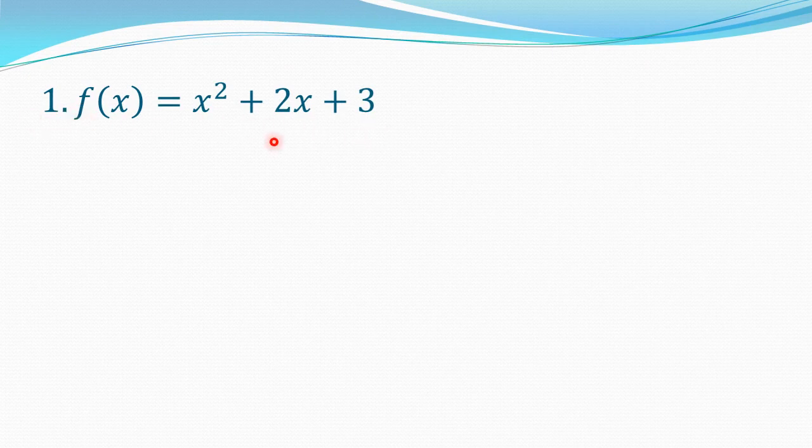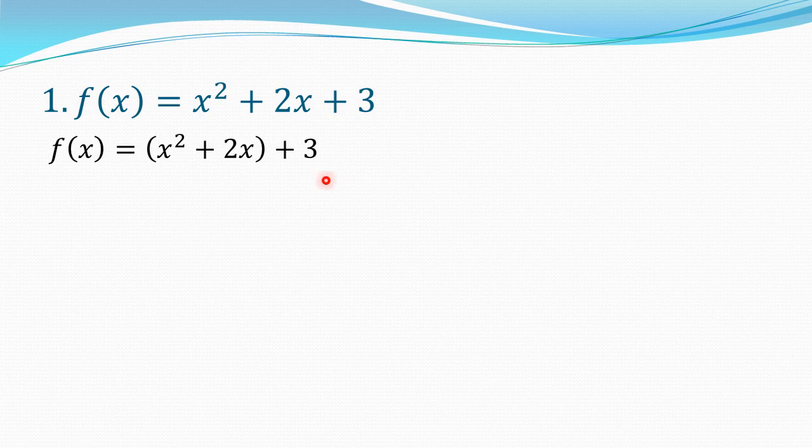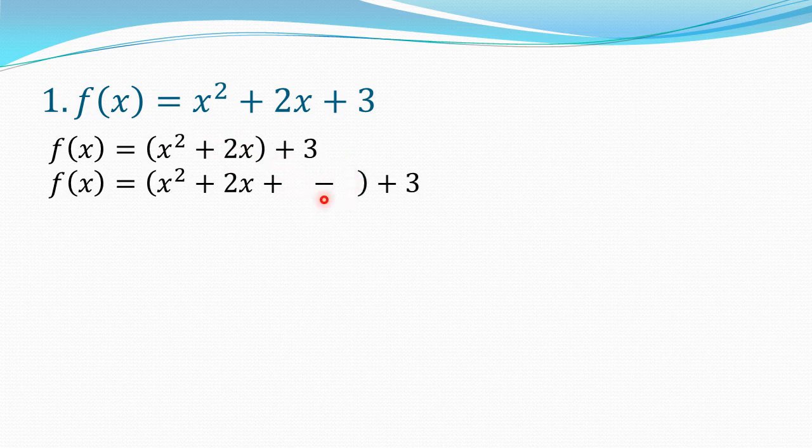So our first example is f of x equals x squared plus 2x plus 3. How do you transform this into the form that we showed you earlier? What we do is complete the square for the first two terms. You group them together, and then you complete the square by adding a constant term inside this enclosed term. But what do you add? If you have forgotten how to complete the square, this is how we do it.